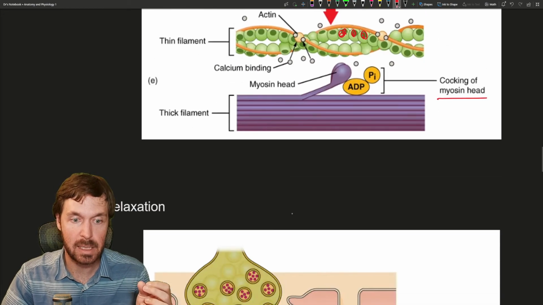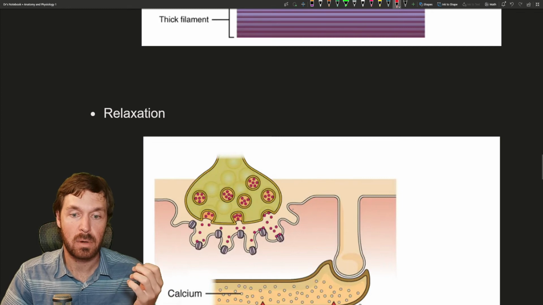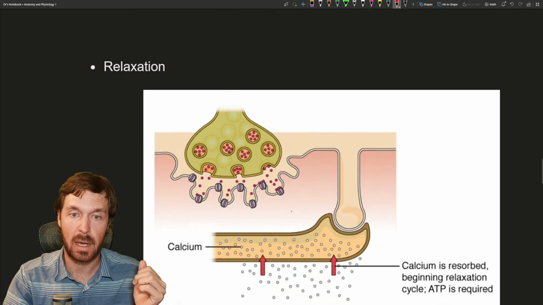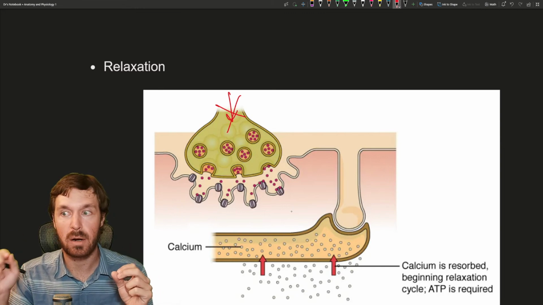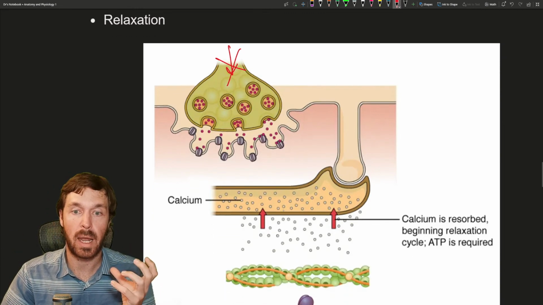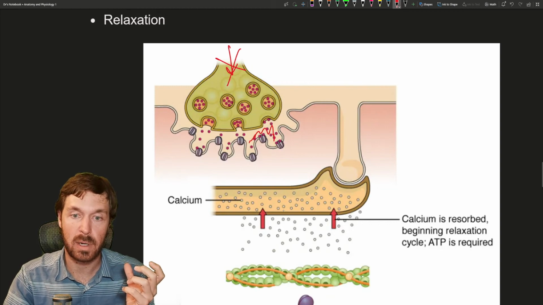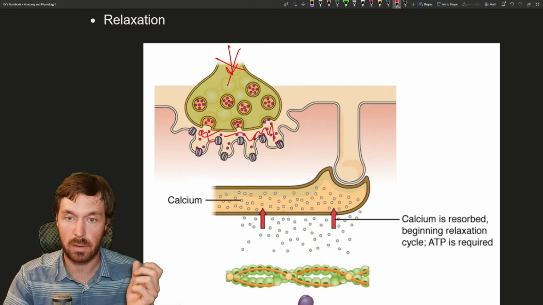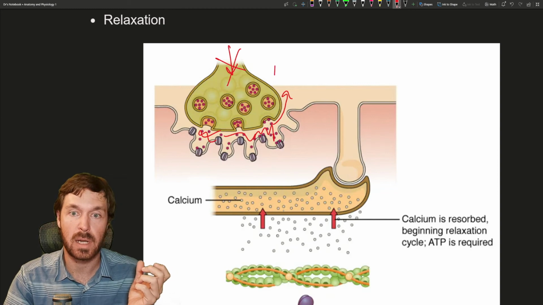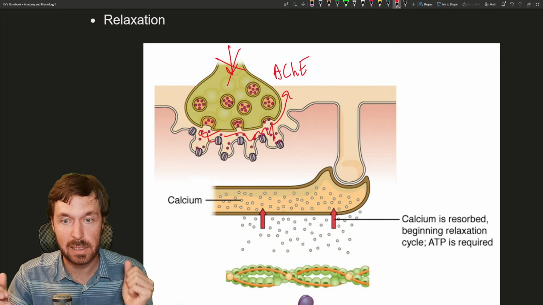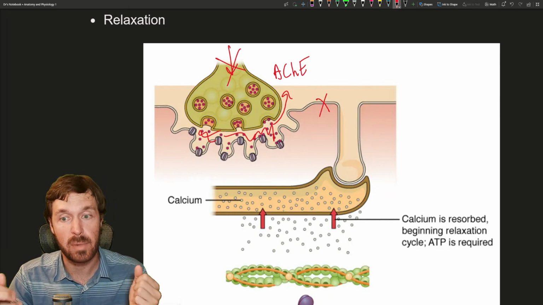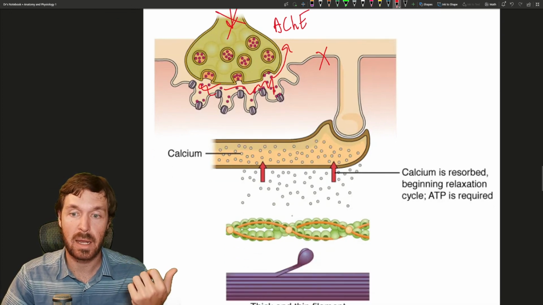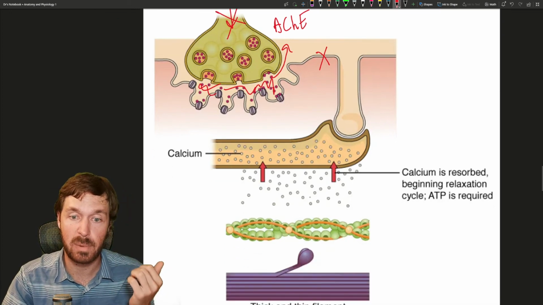How do we relax? Well, for relaxation, you stop the action potential coming down from that neuron. So your brain says, no more muscle contraction there, relax that particular muscle. So when that happens, you stop releasing neurotransmitter. The acetylcholine can also diffuse away. There's an enzyme called AChE, acetylcholinesterase, which can break down acetylcholine as well. But you don't get an action potential then being sent down that muscle cell.